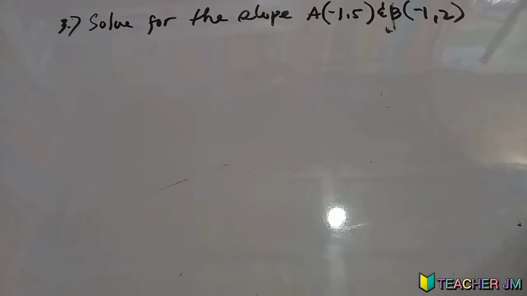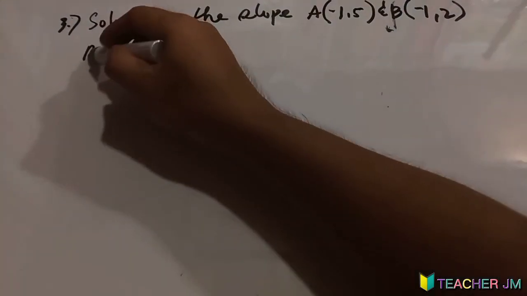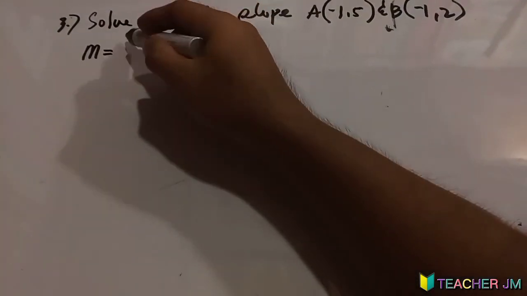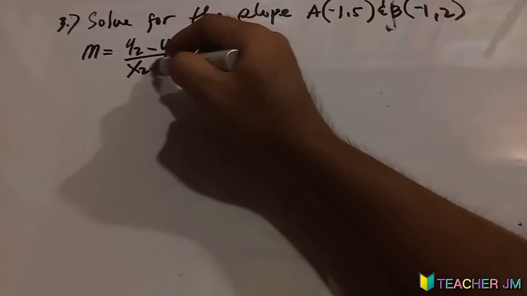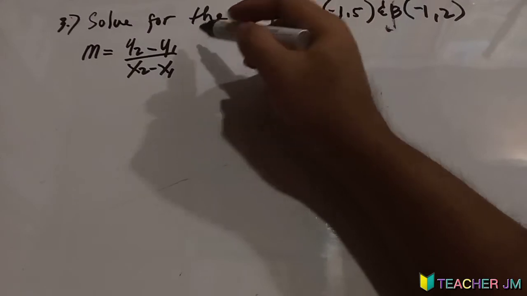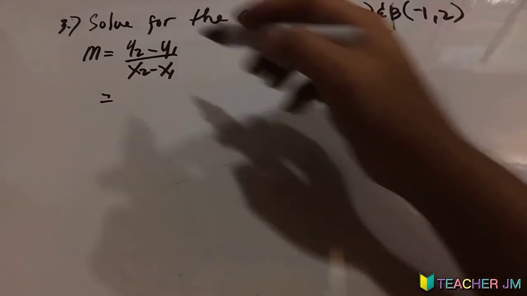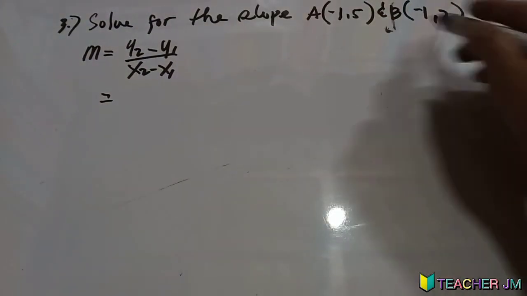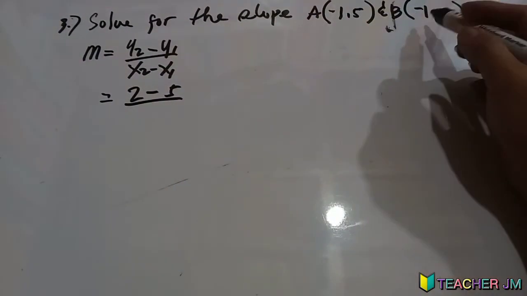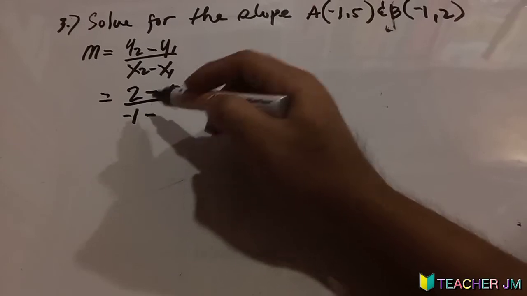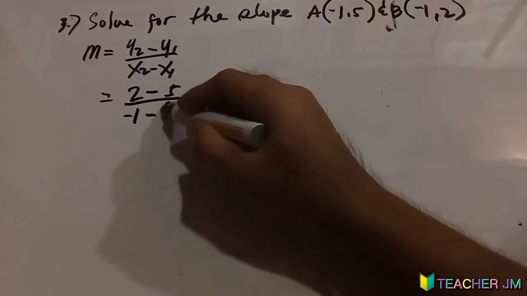So number 3 example, solve for the slope. If A, meron tayong negative 1 and 5, and B, we have negative 1 and 2. So ibig sabihin, we have ang ating formula, M equals y sub 2 minus y sub 1 over x sub 2 minus x sub 1. And then equal, y sub 2 is meron tayong 2 minus y sub 1 is 5 over ating x sub 2 is negative 1 minus our x sub 1 is negative 1.